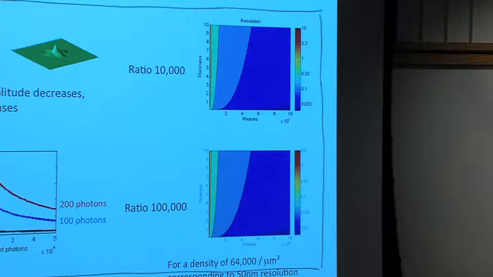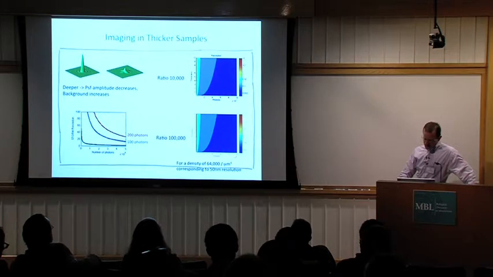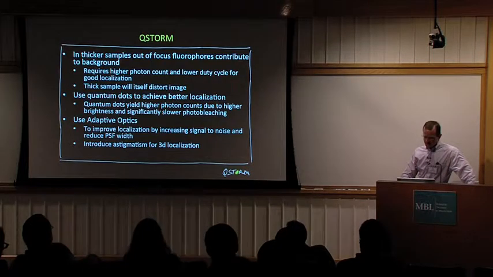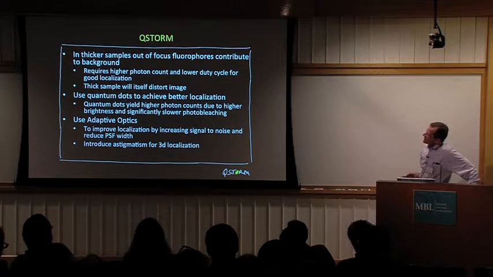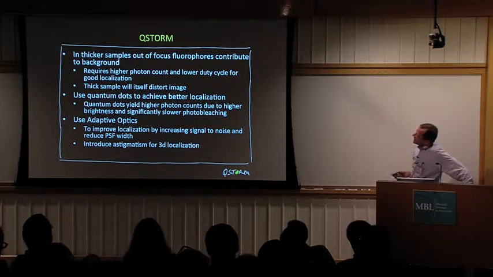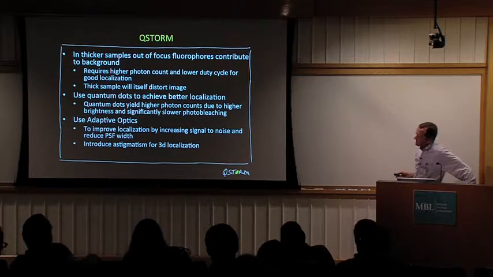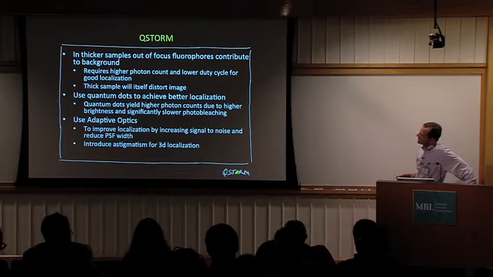So you want to be able to say, okay, I only want 1 in 10,000 or 1 in 100,000 of my fluorophores emitting at a time, so you have less background light and you can get higher resolution. So that's sort of the challenge that we're trying to address with this project. So in thicker samples, you're going to have background light and you're going to want more photons to get you a better localization. And you have to worry about the thick sample itself distorting the image of each individual fluorophore.